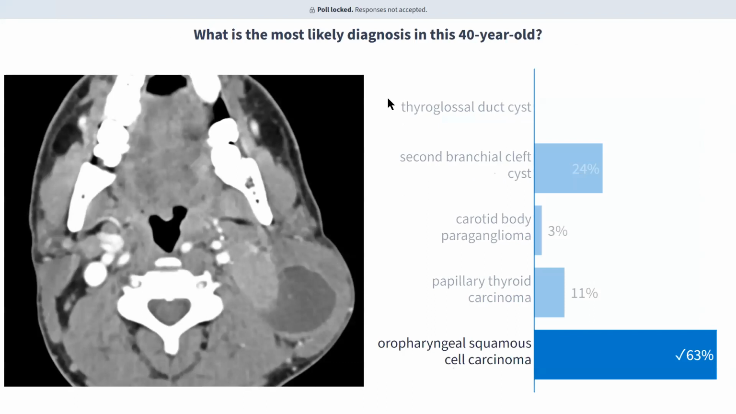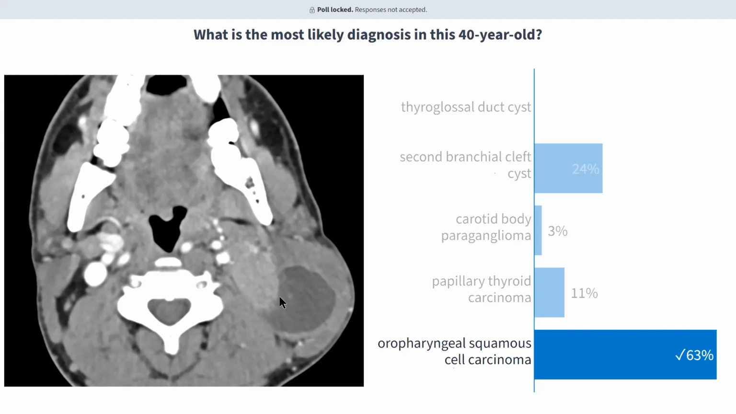Okay, great. 63% got oropharyngeal squamous cell carcinoma. So what we have is, you may have noticed a cystic abnormality in the left neck. But in a 40-year-old, even if you see just a cystic abnormality, the first thing on your differential should be squamous cell carcinoma. People who are 40 and above should lead with squamous cell carcinoma. It's cystic nodal metastasis of squamous cell carcinoma until proven otherwise.